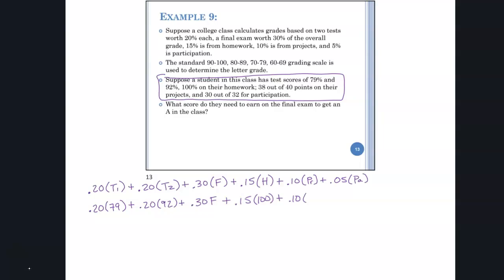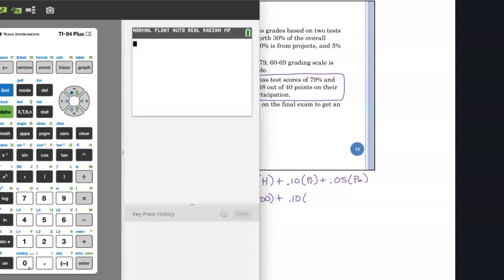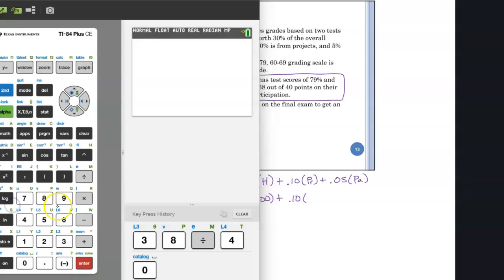plus 0.10. So for projects, they don't give me an actual score per se, at least not as a total number of points. They're telling me that on projects, they got 38 out of 40 points. So what we need to do is just change that to a percent. So 38 out of 40 is really the same thing as 38 divided by 40. And you could do that by hand, although we are allowed a calculator in this section. So just to save us some time, we could go ahead and get that.